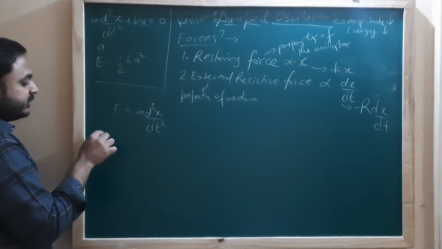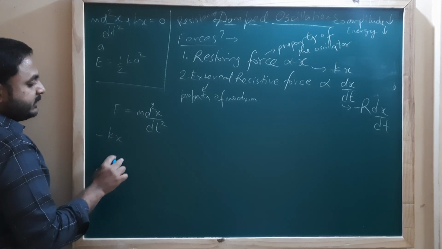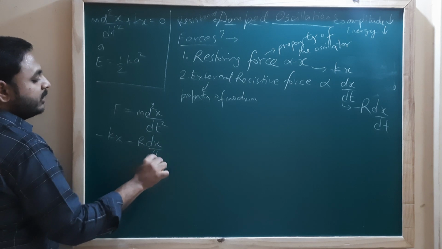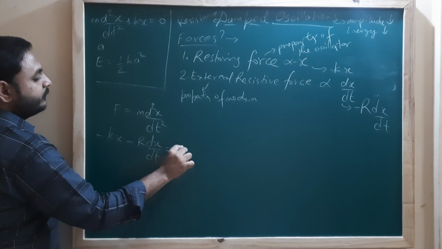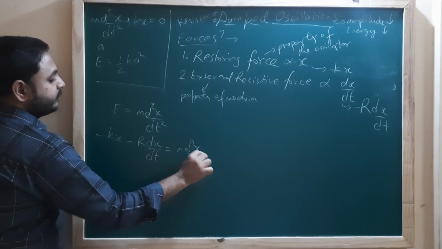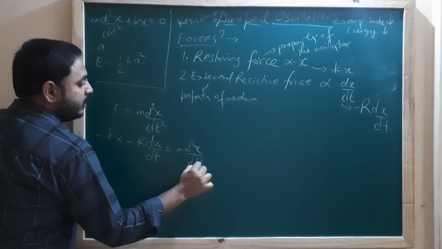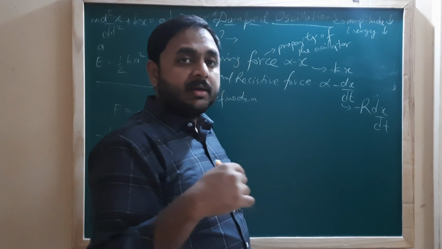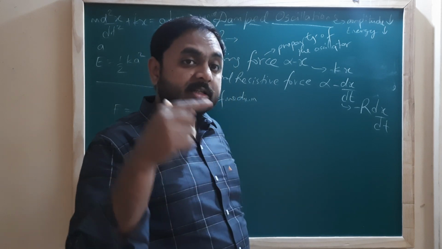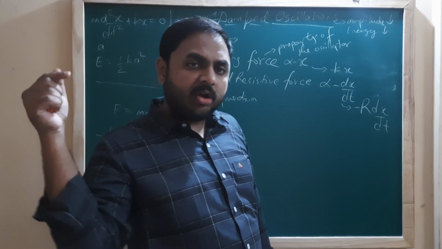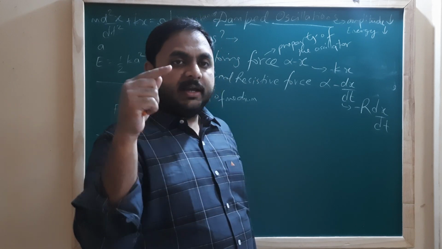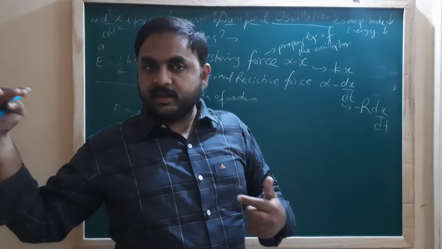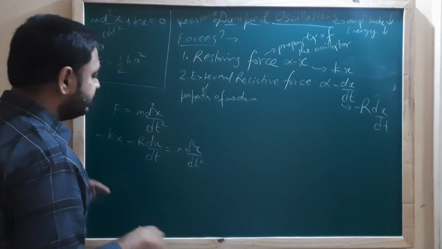Now let us add all the forces. First force is minus kx. Second force is minus r dx by dt, is equal to m d2x by dt squared. By the way, why do we have a minus sign here? This minus sign represents that this resistive force is opposing the motion. This resistive force is always opposite to the motion. If the motion is to the left, resistive force is opposing it to the right. If the motion is to the right, resistive force is against it in the other direction.